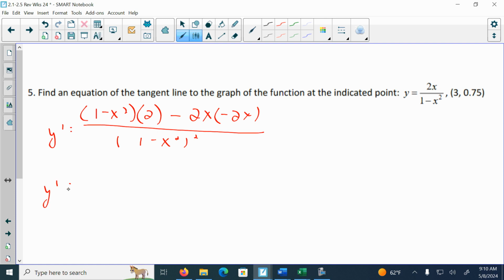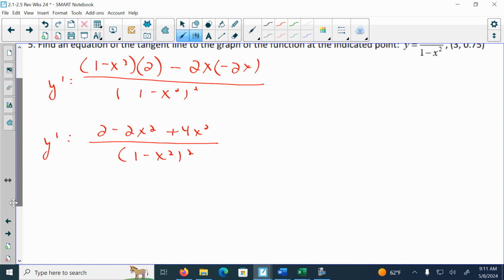So when I do that, I'm going to have 2 minus 2x squared plus 4x squared all over 1 minus x squared, squared. So then my final derivative is going to be 2x squared plus 2 over 1 minus x squared, squared. Now I can factor out a 2 from the numerator, but I don't have to because it's sort of a work in progress.